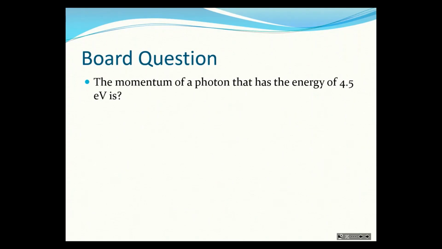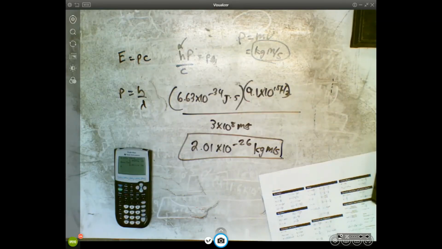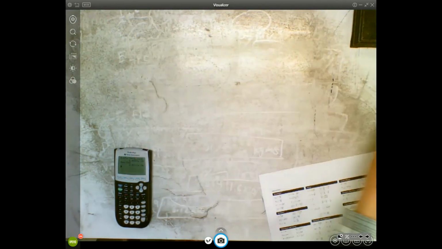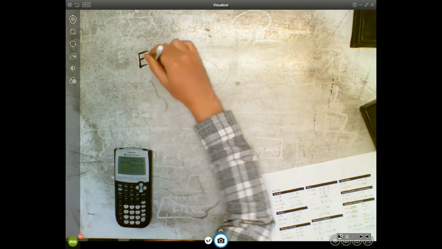So let's try a board question. Pause the video, write it down on a piece of paper, and see if you can find the momentum of a photon that has an energy of 4.5 electron volts. Okay, so I'm basically trying to make you make a mistake here so you don't make one in a test.